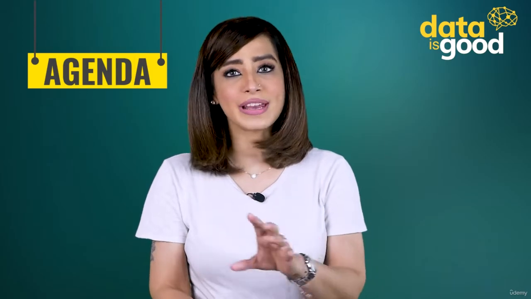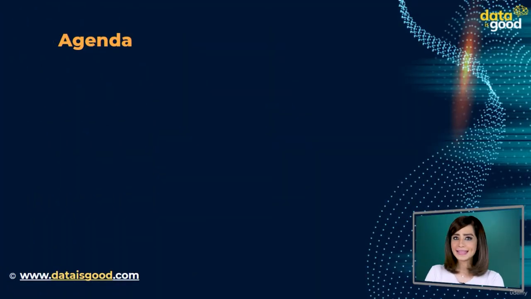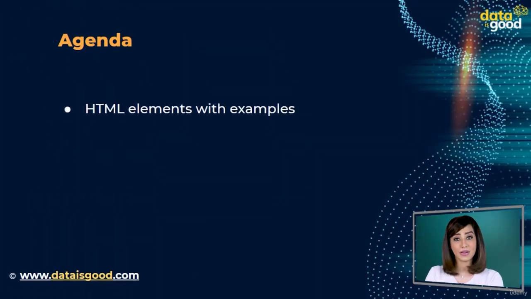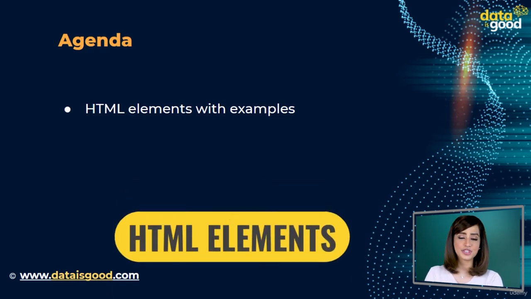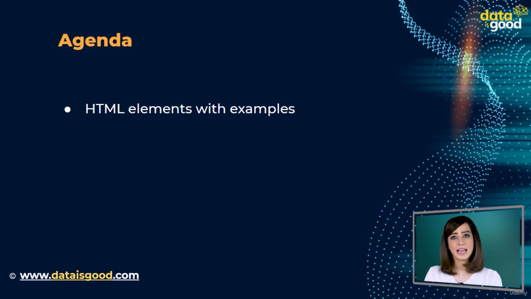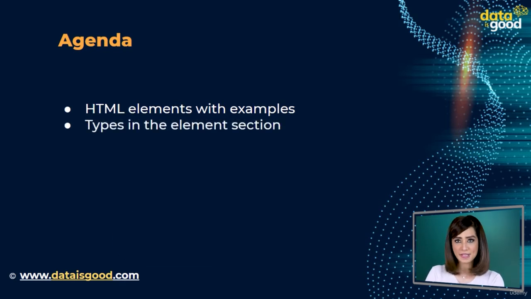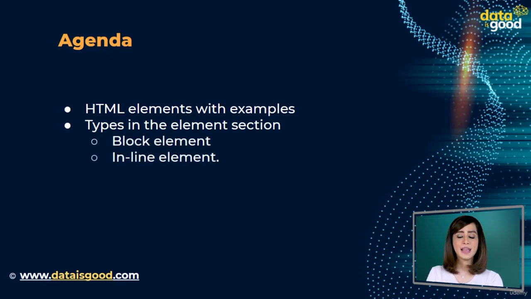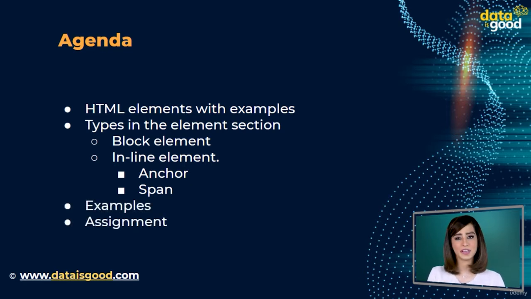So let's see the agenda of the lecture. At start, we'll be learning the meaning of HTML elements. Then we'll see a basic example of HTML elements. After that, we'll be covering the main two types in the element section, block element and inline element. And in inline element, there are two subtypes, anchor tag and span tag. We'll be learning them with some important examples. And at the end, an assignment is waiting for you.